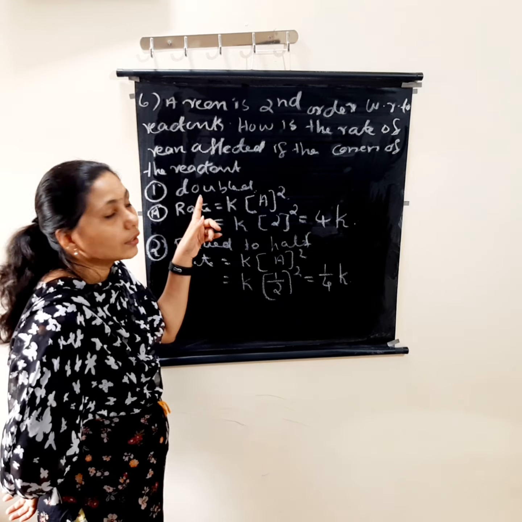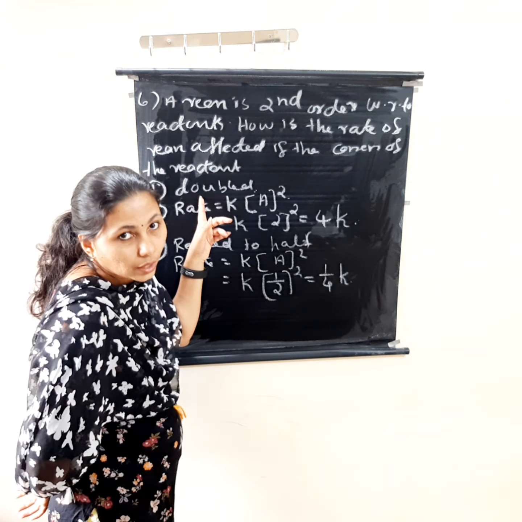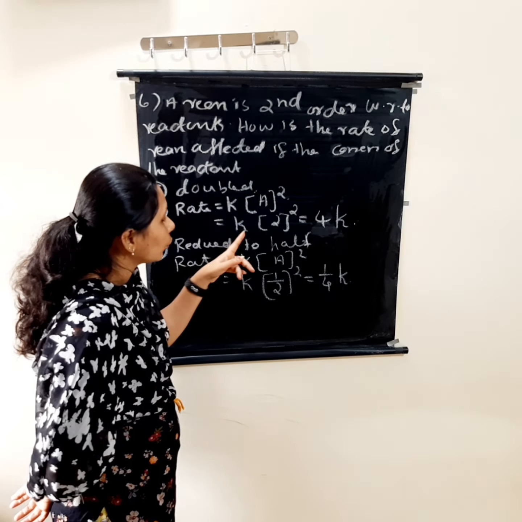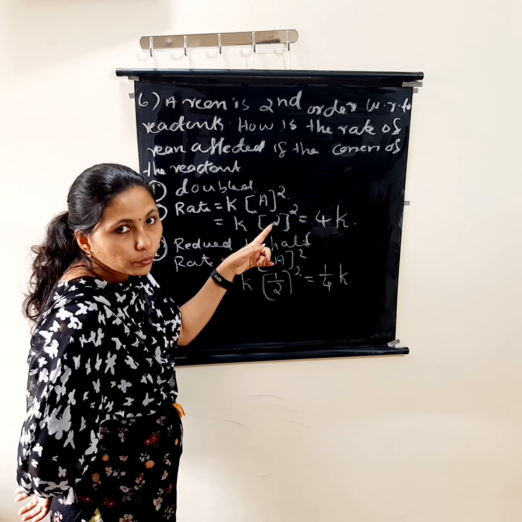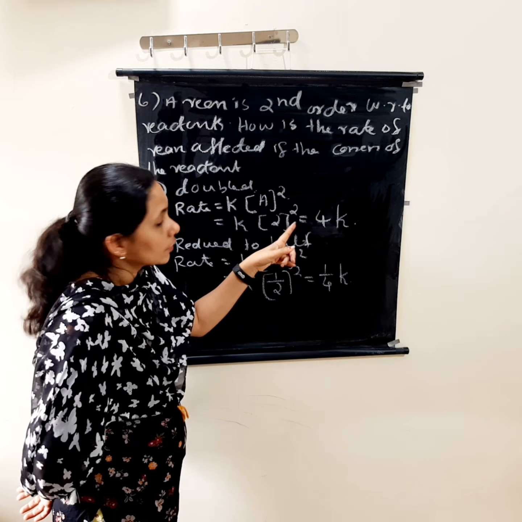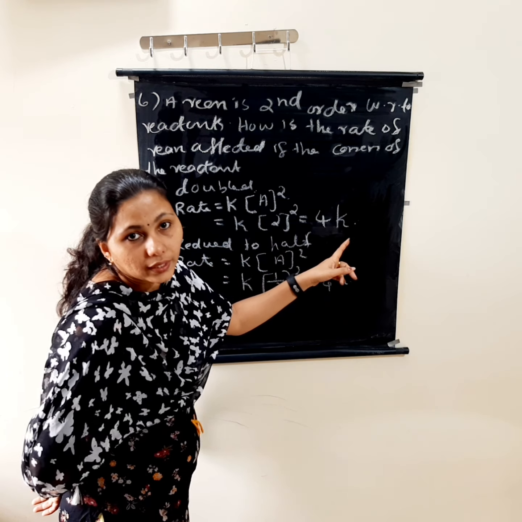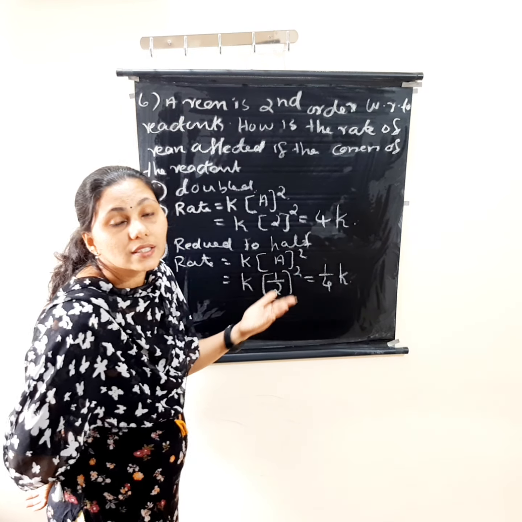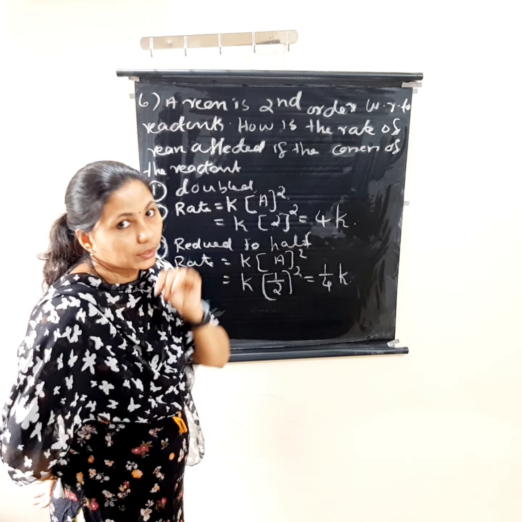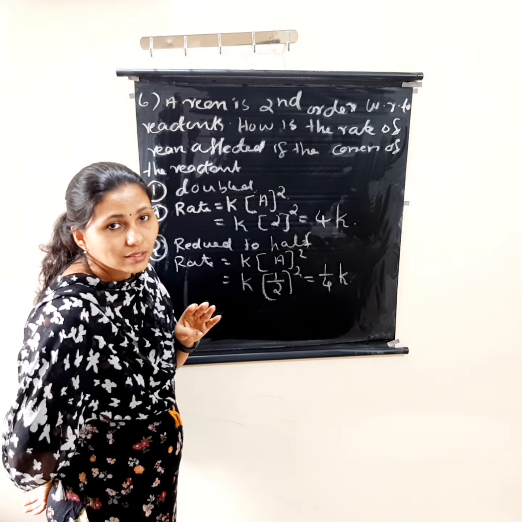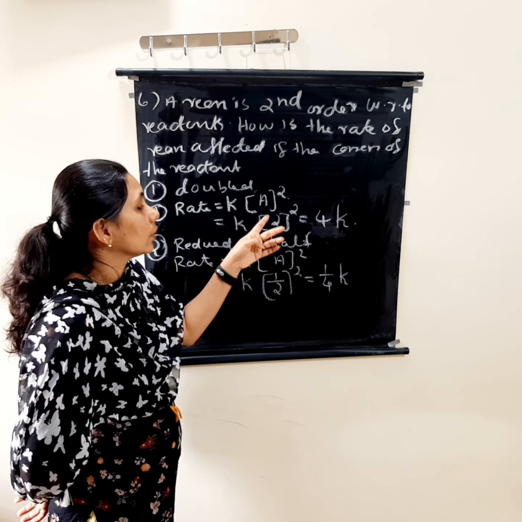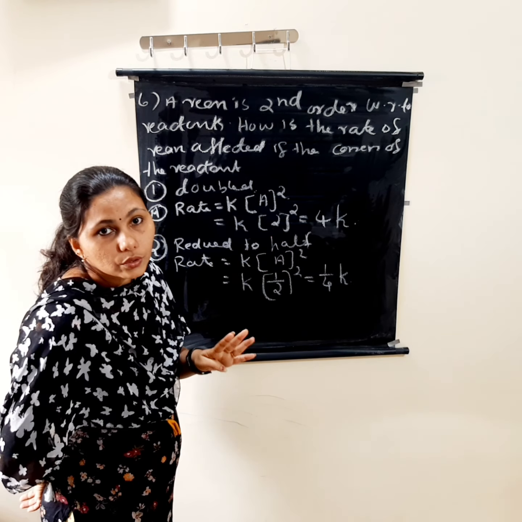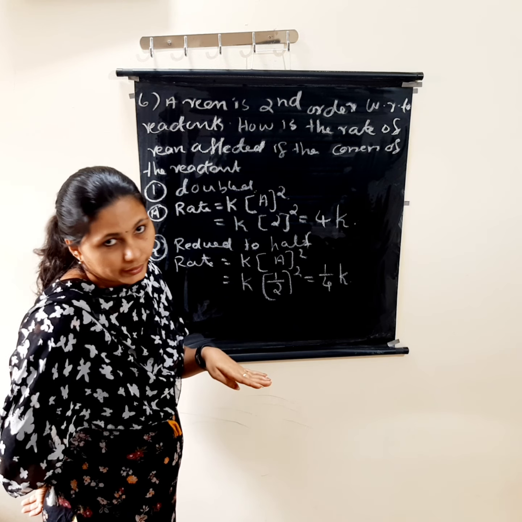They are telling that the concentration of the reactant is doubled. So rate equal to K into A, and we are doubling the concentration, so it becomes 2. So 2 square. So the rate equal to 4K. So the rate is increased by how many times? 4 times. Very easy. For 2 times, it means 2 square, equal to 4K. So the reaction rate is increased by 4 times.